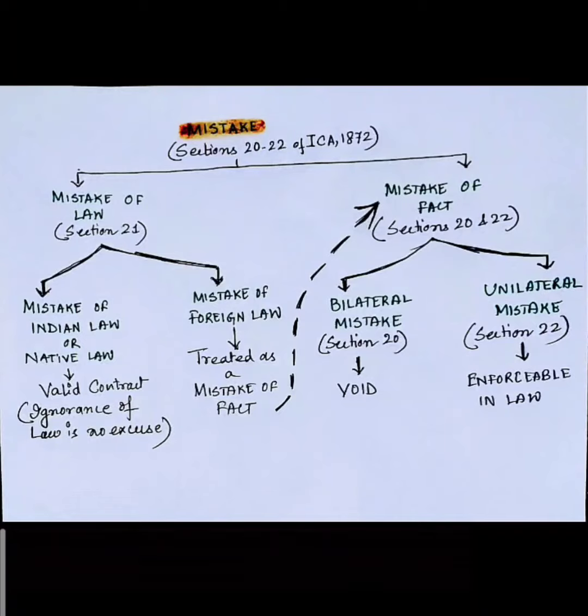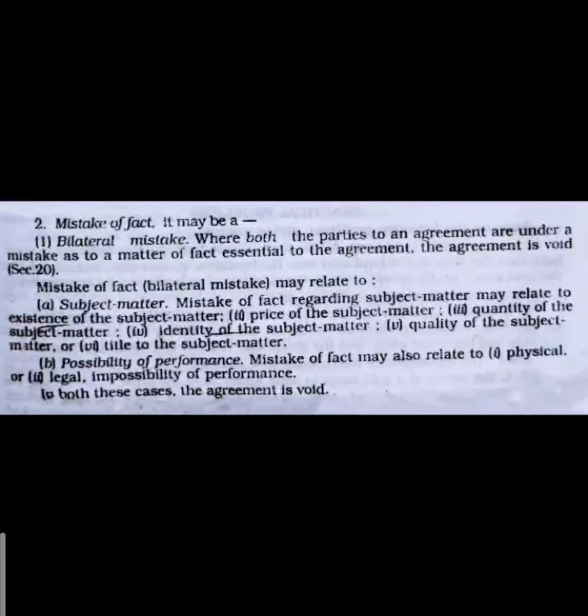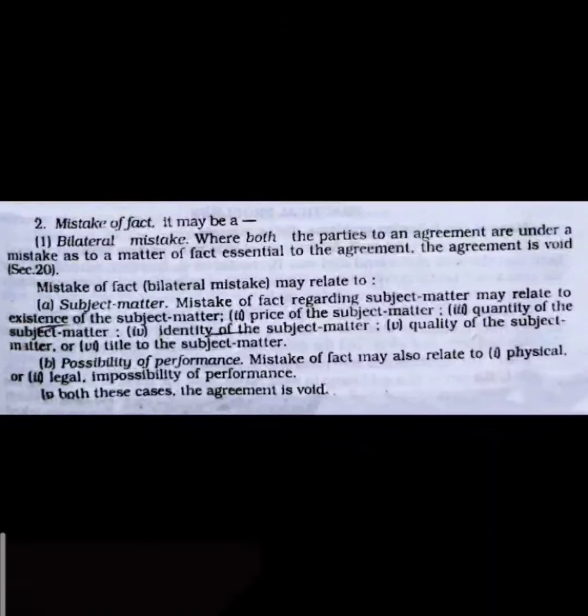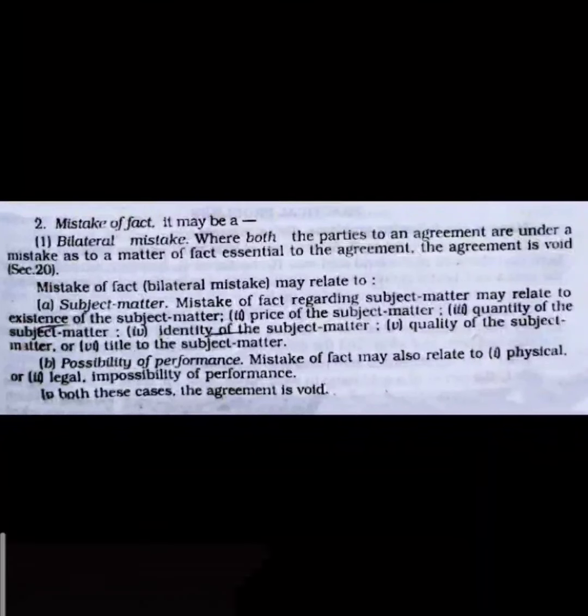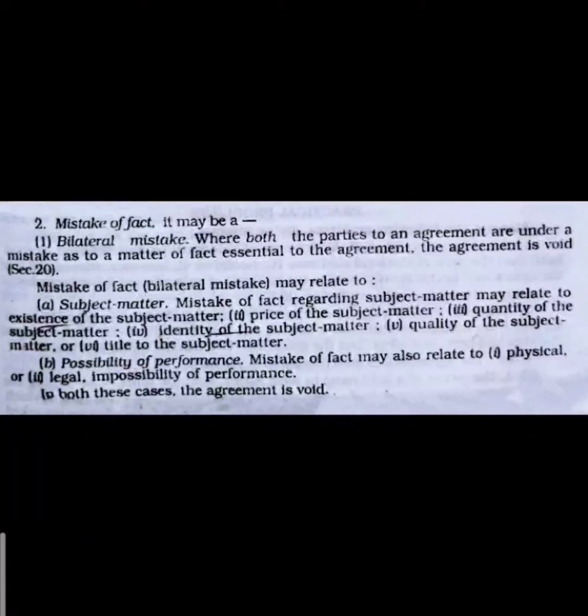Let's get started. Now the next kind of mistake is mistake of fact. We just learned that mistake of foreign law is also treated under mistake of fact. So mistake of fact again is of two kinds. It can be a bilateral mistake or a unilateral mistake. Now what is a bilateral mistake? Where both the parties to an agreement are under a mistake as to a matter of fact essential to the agreement, then it is a bilateral mistake, and in such case the agreement is void.